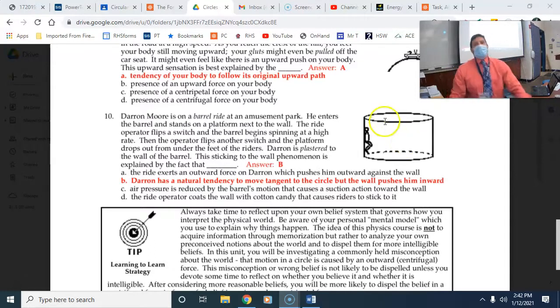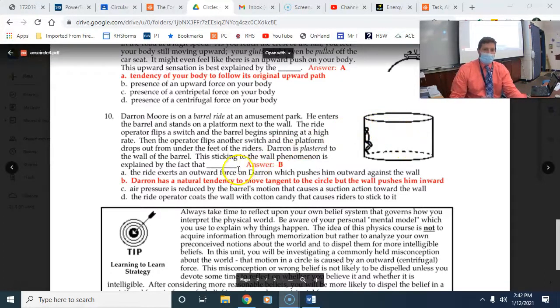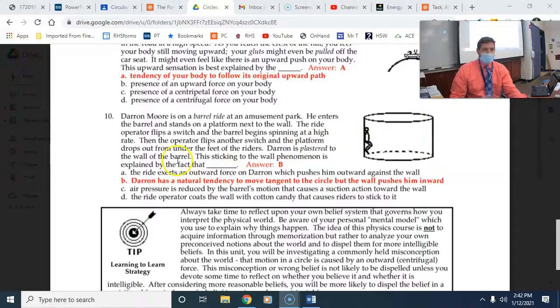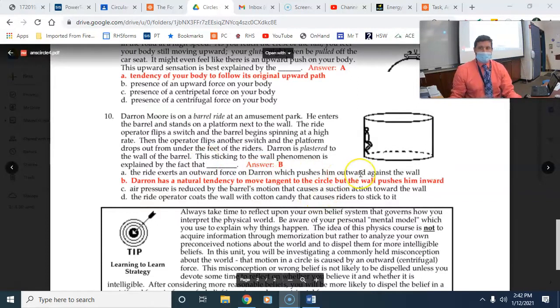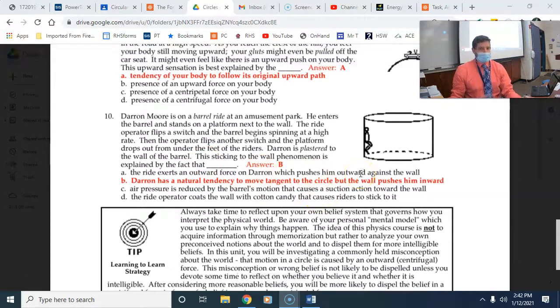All right, so anyways, this sticking to the wall phenomenon is explained by the fact, and the best answer is B. Darren has a natural tendency to move tangent to the circle because of his inertia, but the wall pushes him inward. That's the best answer. A is wrong because it says it pushes outward. It does not push outward.